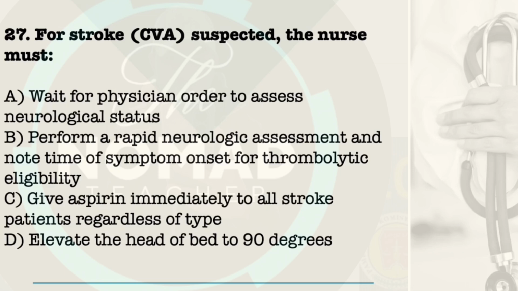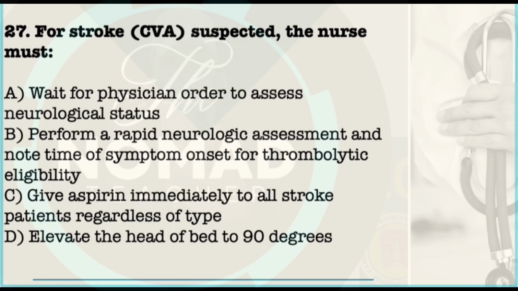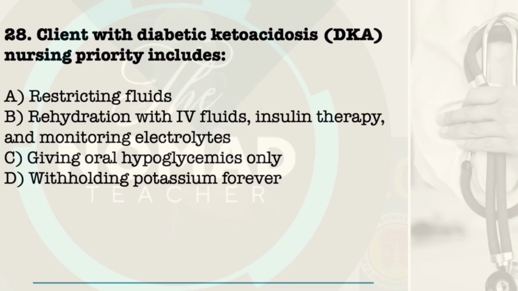27. For suspected stroke, CVA, the nurse must A. Wait for physician order to assess neurological status. B. Perform a rapid neurologic assessment and note time of symptom onset for thrombolytic eligibility. C. Give aspirin immediately to all stroke patients regardless of type. D. Elevate the head of bed to 90 degrees.